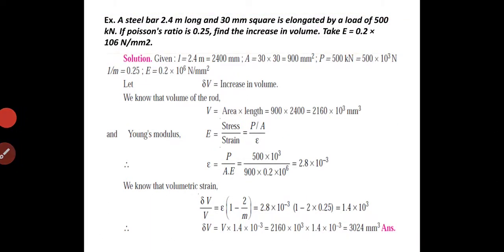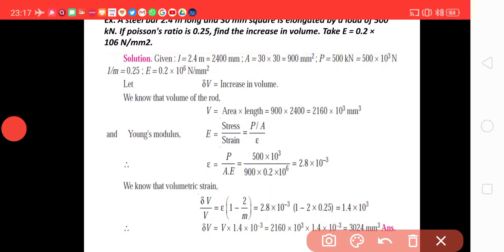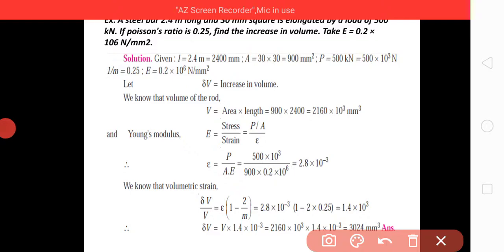One more problem. A steel bar 2.4 meter long and 30 mm square is elongated by a load of 500 kilonewton. If Poisson's ratio is 0.25, find the increase in volume. Take E equal to 0.2 into 10 to the power 6 Newton per millimeter square. Again, these are the data: L is equal to 2400 mm, A is 900 square millimeter, P is 500 kilonewton, that is 500 into 10 to the power 3 Newton, 1 upon m is 0.25, E equal to 0.2 into 10 to the power 6 Newton per millimeter square.